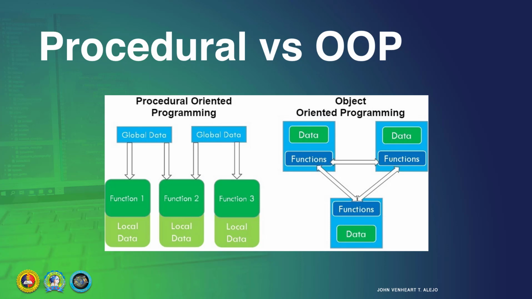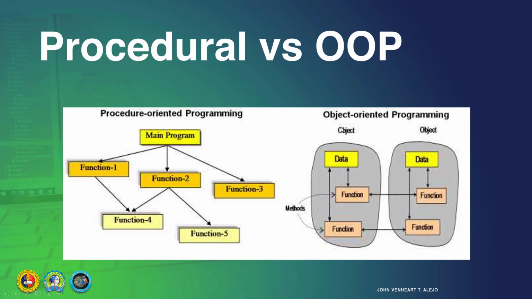Another thing that OOP gives us is security, because objects are encapsulated, meaning they are hidden, being hidden from the real world. As you can see in the diagram of OOP, data and functions are stored in somewhat like a box, unlike procedural programming, which is open.